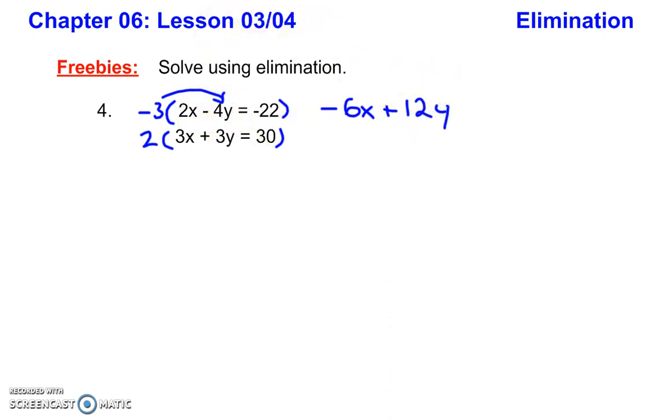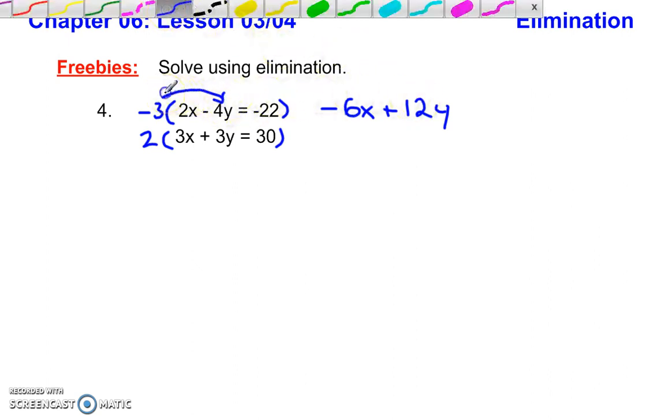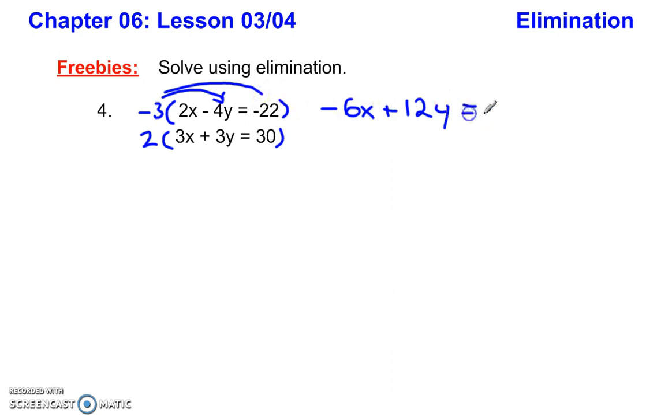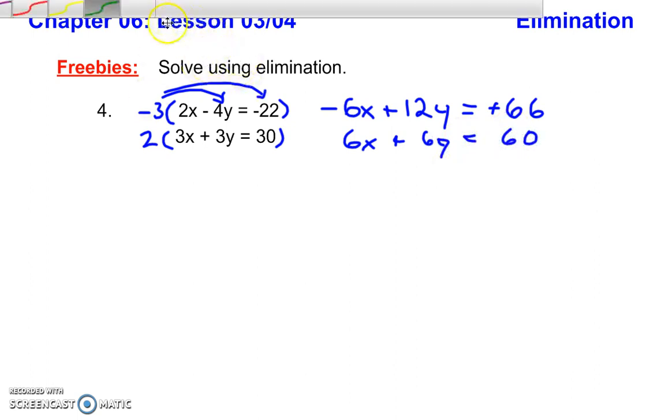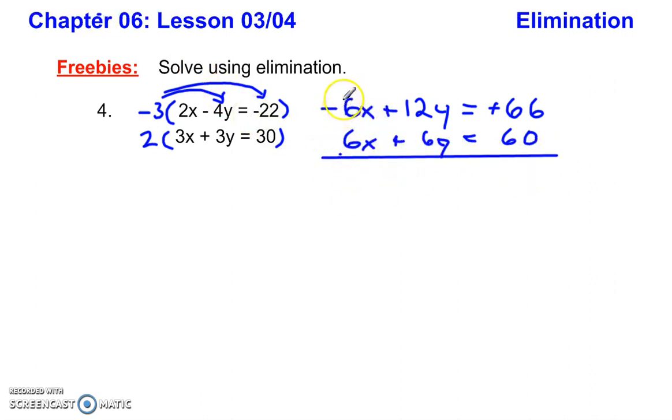Remember that second one is the one where we make mistakes. We often forget to multiply that one. And then -3 times -22 is +66. Okay, get rid of the negative. And then here, 2 times 3x is 6x. 2 times 3y is 6y. And 2 times 30 is 60. Line this up. Since these have opposite signs, we can cancel out the 6x's and then add up the rest.